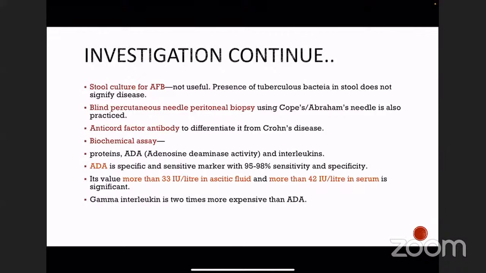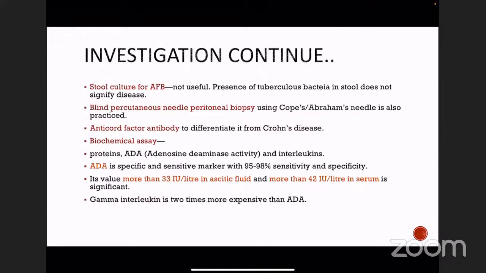Another is anti-Saccharomyces cerevisiae antibody. When you are confused between Crohn's disease and TB on colonoscopy, the ileocecal junction looks very similar, and the clinical features are very similar. Like patient is having an ulceration or stricture or hyperplastic changes, patient is having diarrhea, blood in stool, melena, etc., which will be similar pictures of Crohn's too. When there is no other finding, then you can send an anti-Saccharomyces antibody also, from which you can differentiate MTB from Crohn's disease.